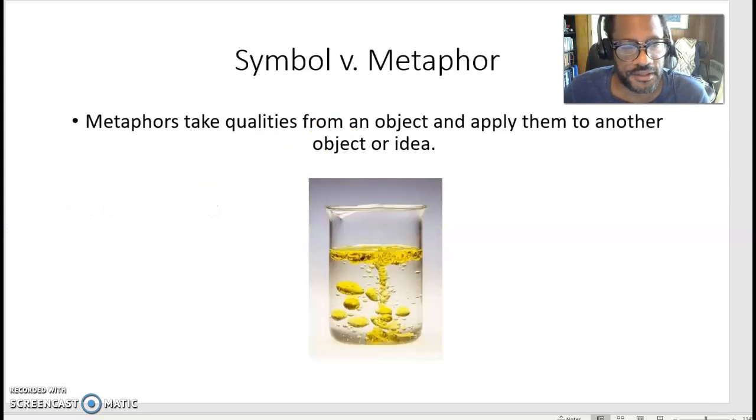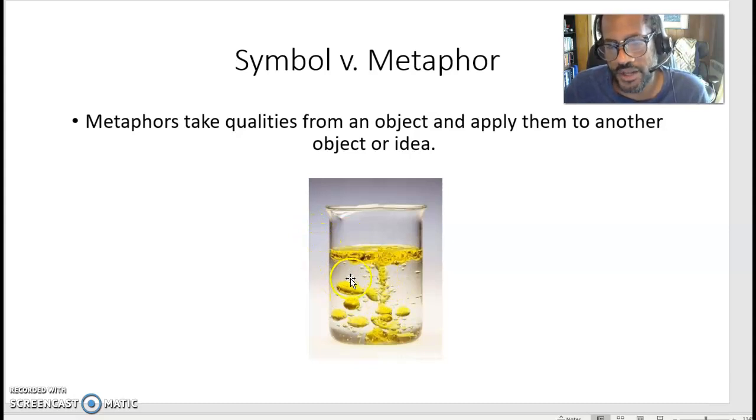And it is important then to differentiate, to see how there is a difference between a symbol and a metaphor. So symbols versus metaphor. Metaphors take qualities from an object and apply them to another object or idea. So let's look at this oil and water, which should be familiar to us from Battle of the Breaths. The filmmaker there used the oil and water to talk about how she feels that she's not able to mix her home culture with her newfound American culture.